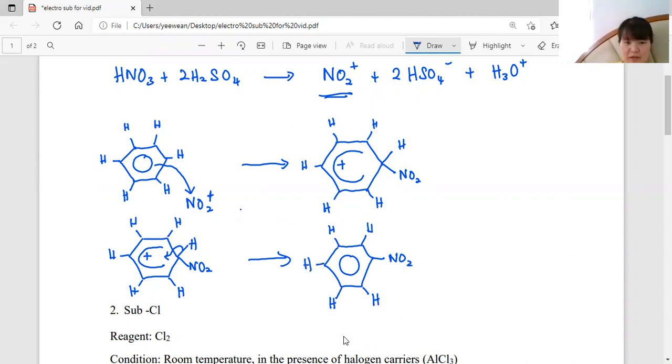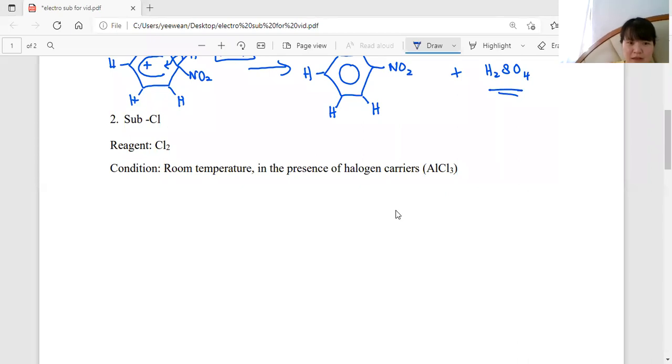Now, where did that H go? It's actually taken by this HSO4. HSO4 negative is going to combine with that H and comes right out as a H2SO4. That's a catalyst because it comes out the same as how it went in. So this is an electrophilic substitution reaction. The H was replaced by an NO2.